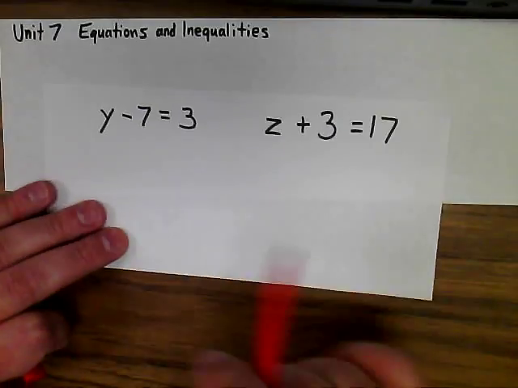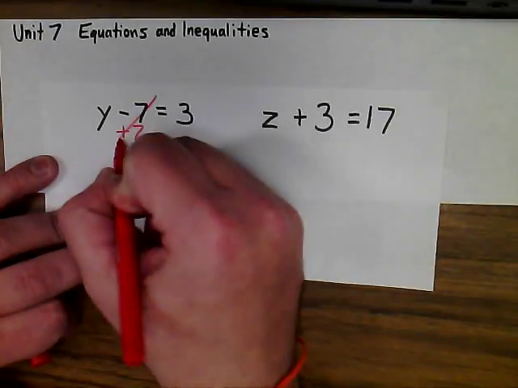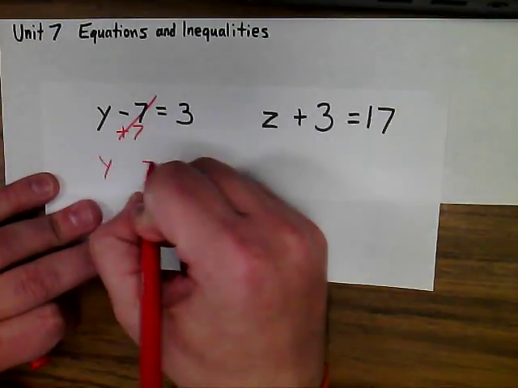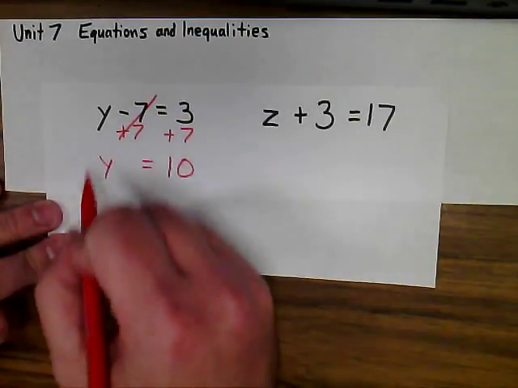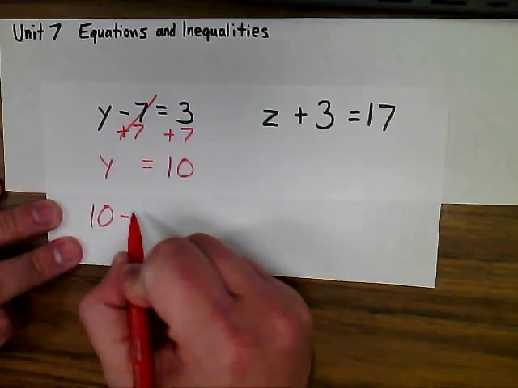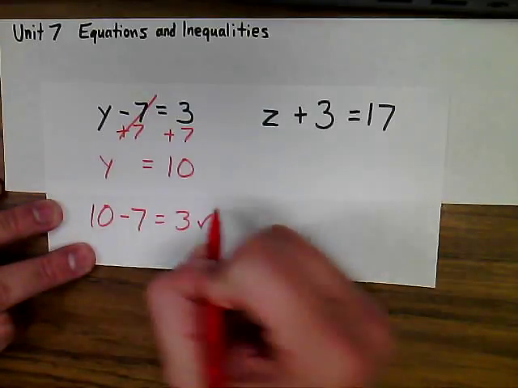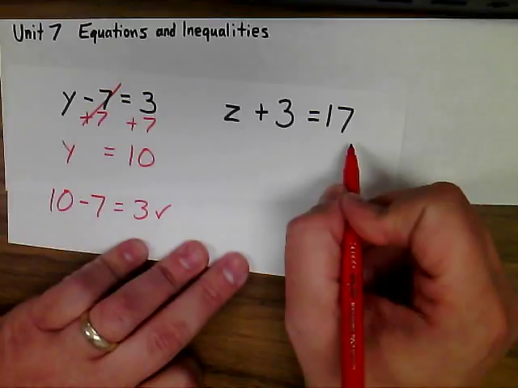Here are a couple quick examples again. We would add 7, cancel it out, bring down our y and our equals. Because of the property of equality, we'd add 7 over here. Our answer is 10. We plug in the y with a 10. 10 minus 7 does equal 3. We know that's correct.